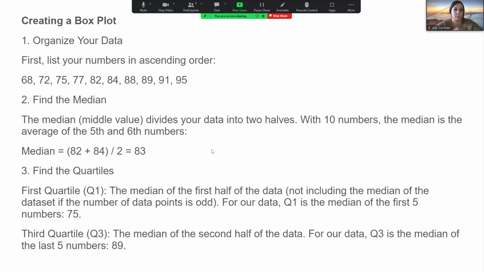Okay. The first thing to do is find the median. So our middle two numbers, right? Finding the median is just the middle number of the data set. Since we have an even number, there is no direct middle. So we're going to take 82 and 84, add them together, and then divide them by 2, right? We're going to find the mean of these.